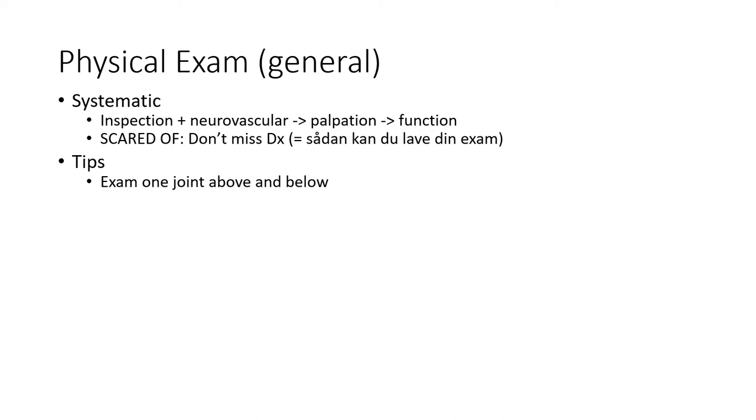And there are these general tips. Usually examine one joint above and one joint below where it hurts. This is mainly relevant to the areas where there is a circular kind of anatomy, mainly the forearm and the lower leg, where you have kind of a circle between. We'll get to it, but if it breaks in one place, then it'll break in another place. Even though it hurts at the distal part, they might have a proximal Monteggia fracture or a Galeazzi fracture.